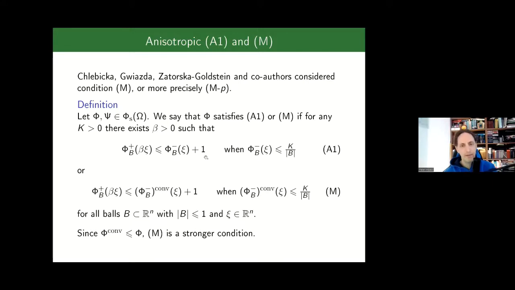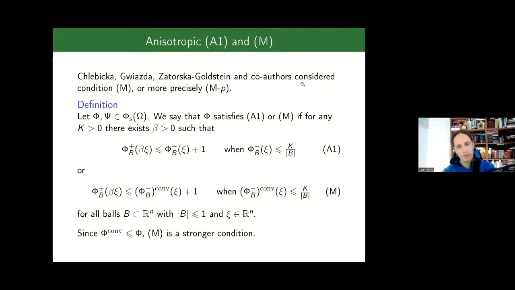And this A1 was the one also used in the regularity paper that I mentioned previously. And I want to compare it with this condition M that was used by these people.